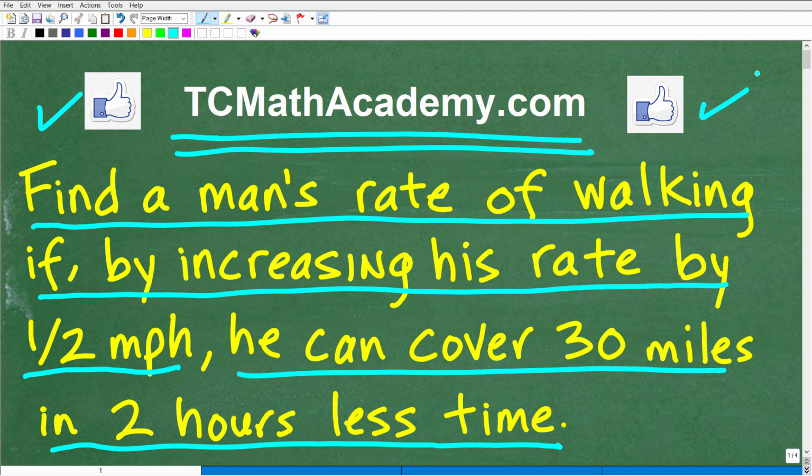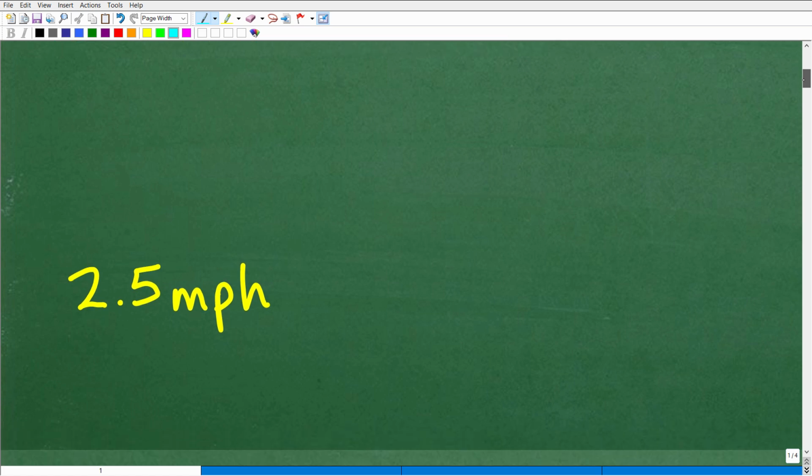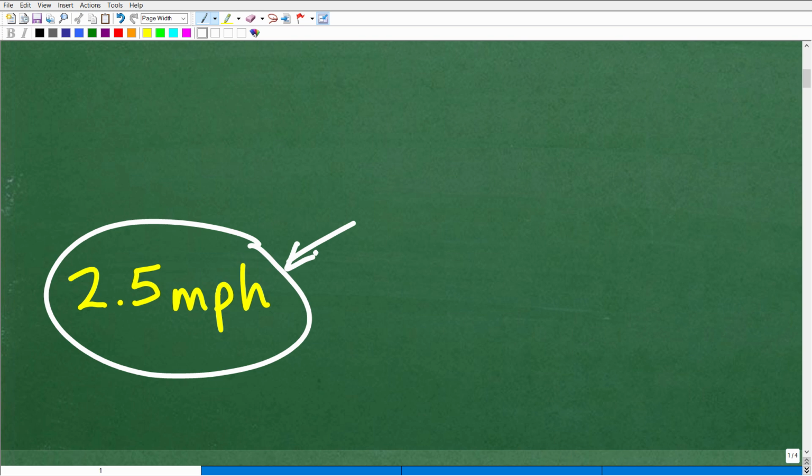Okay, so let's go ahead and get to the answer, as we do have a lot to cover here. So find a man's rate of walking. That really is the question. Now if you don't know what the word rate is, I'll just tell you that's basically speed or velocity. Let's find this man's speed of walking. That's his current speed. And what is the answer? Well, let me go ahead and show it to you right now. The final answer to this problem is 2.5 miles per hour.